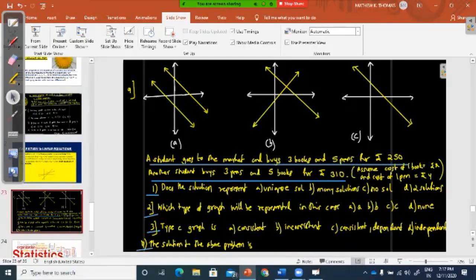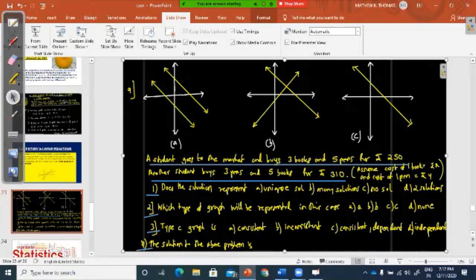Consistent and dependent, because only consistent means it could be a unique solution or it could be infinite. But when you say consistent and dependent, it means it is definitely infinitely many solutions. So type C graph is a consistent and dependent graph. And here, to confuse you, they have given something called independent. There is nothing like that. They will give you also some conditions to confuse you.